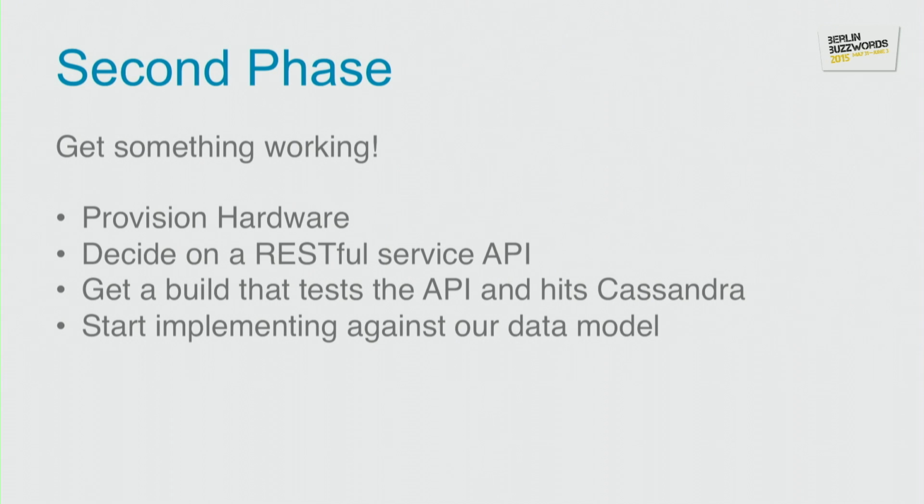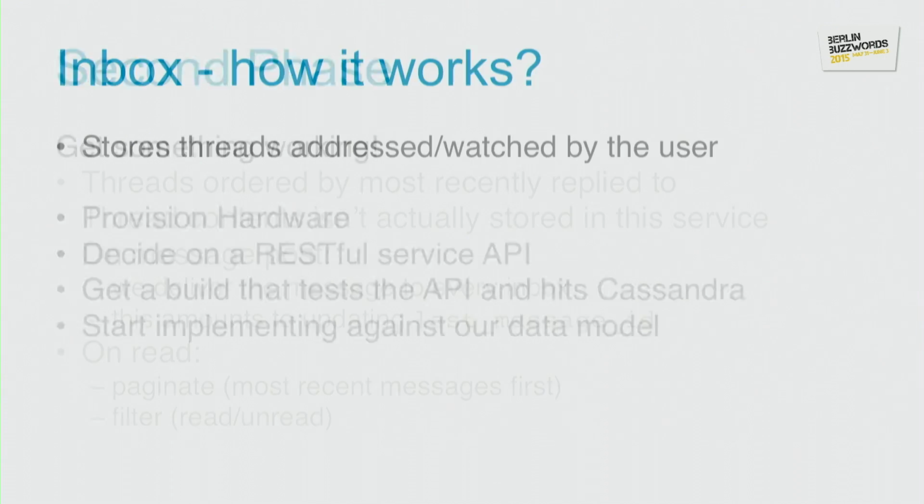So the second phase was to get something working. We provisioned the hardware. We came up with a decent RESTful API. By decent, I mean something which captured probably 80-90% of the use cases. The rest we discovered in the due process. And we built tests around that API, and we set up a build process that runs those tests and actually starts the service and hits Cassandra. This is a Java service. Cassandra is in Java, so we used Maven, basically. It takes 2 minutes to run the whole suite of, I think, 200 tests. And we started implementing against it, basically.